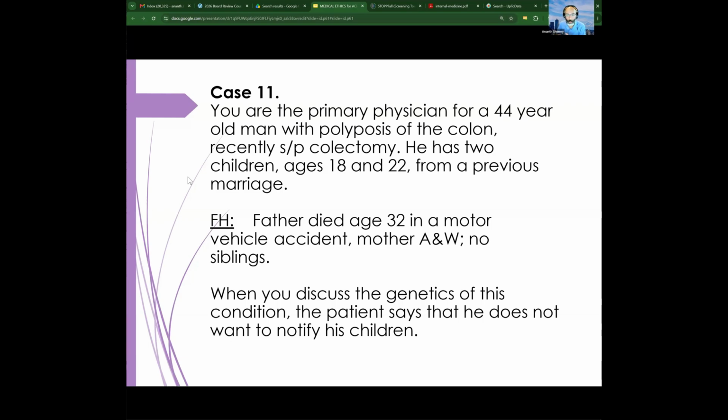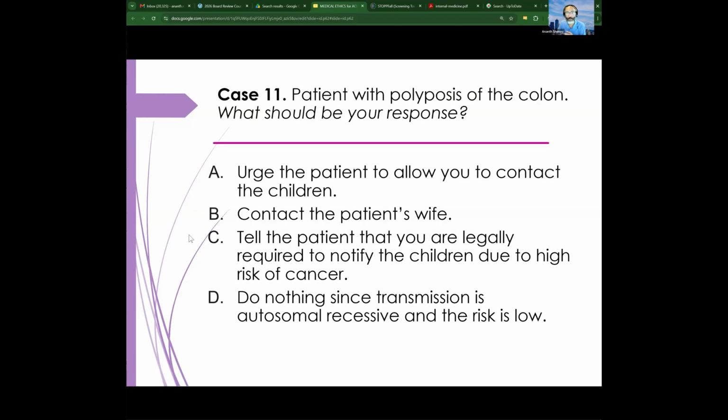where the gene came from, as the mother is alive and well, but presumably the father. When you discuss the genetics of this condition, the patient says that he does not want to notify his children. So it's a very strained relationship. So, a patient with polyposis of the colon, what should be your response?